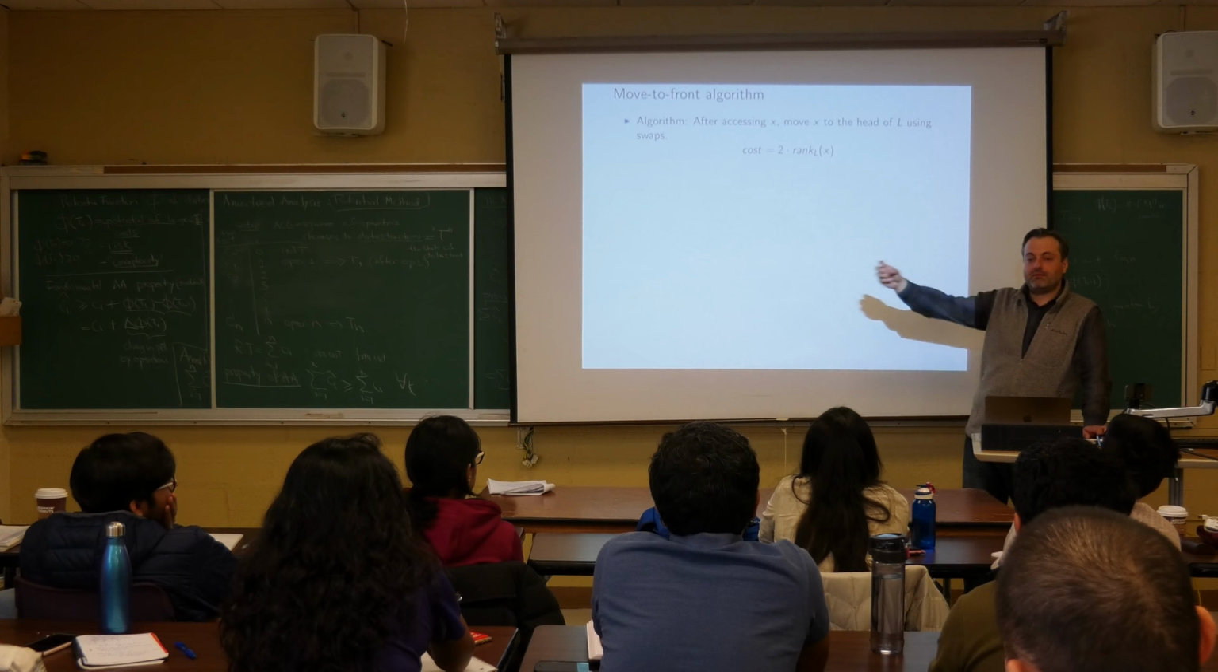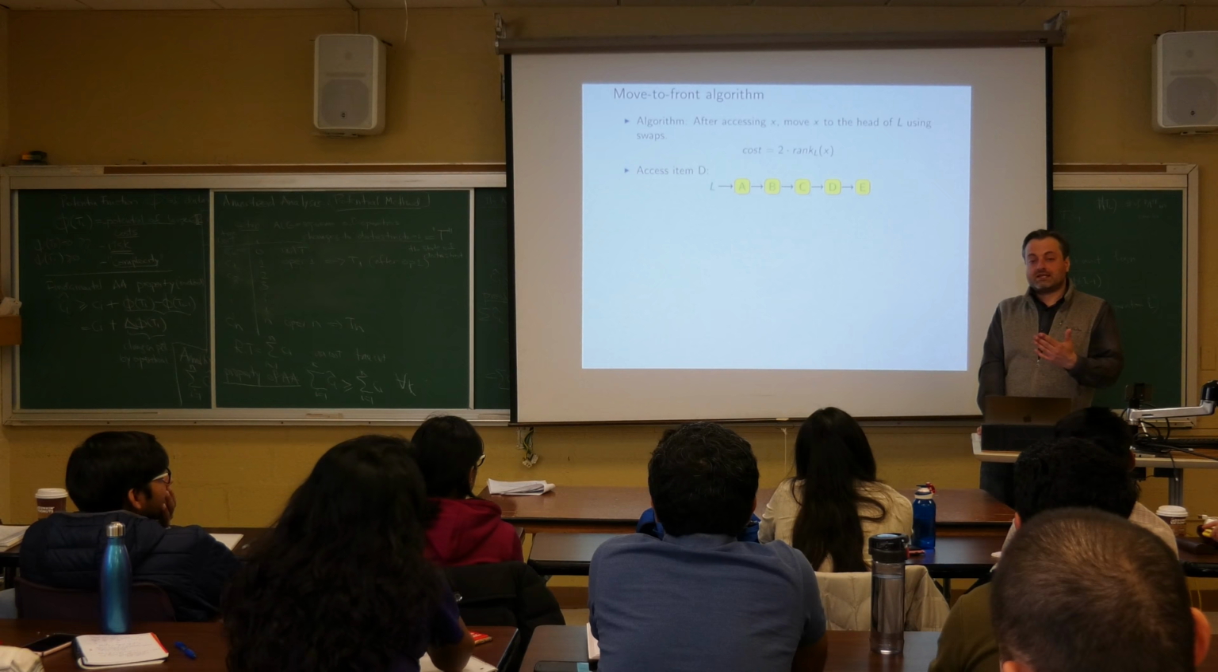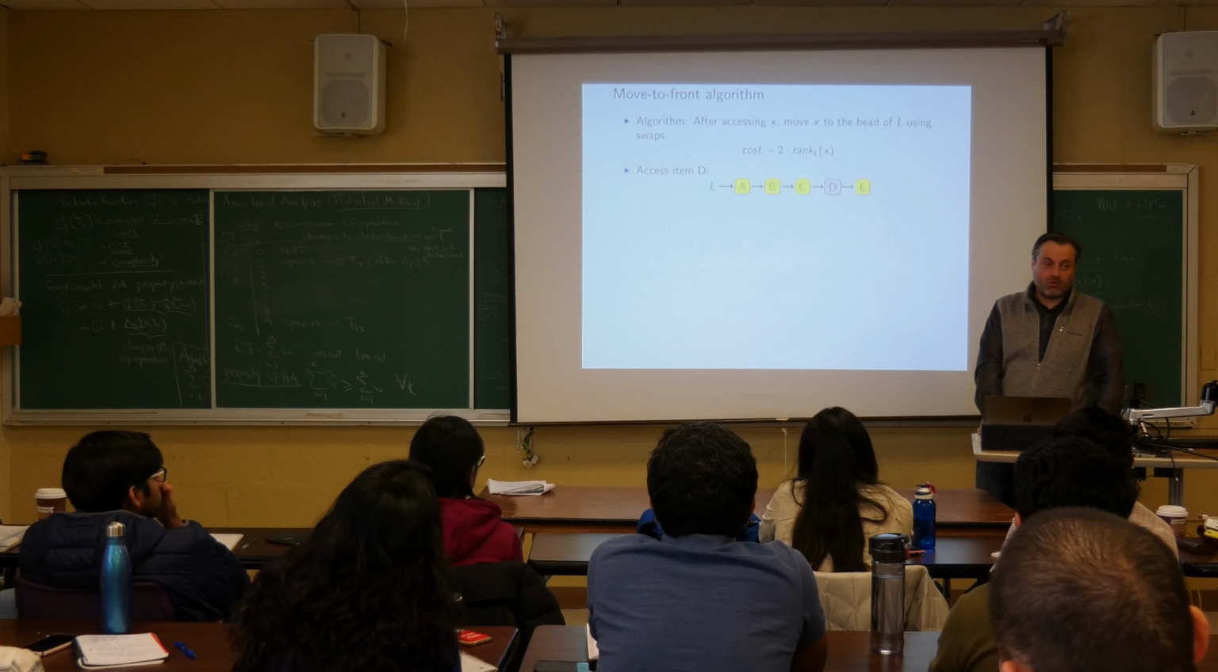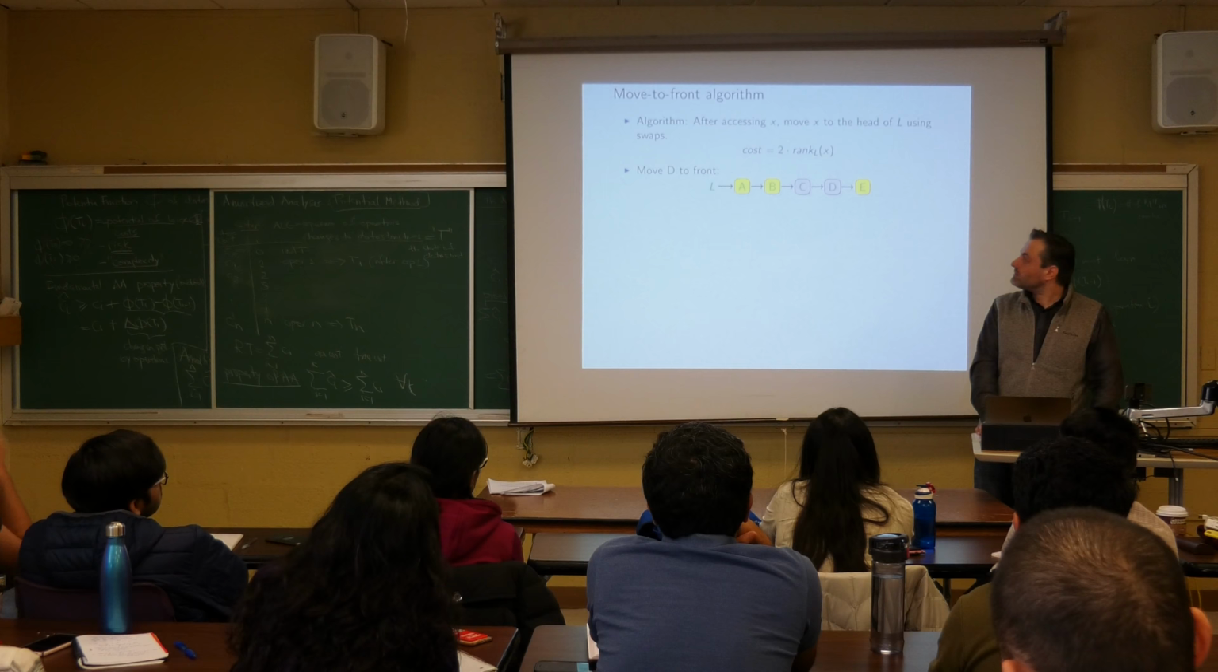I don't know if we have an example here. I think we do. So if I access D, first of all, how do I access it? I start at the head of the list, and I traverse until I find D. Or maybe I don't find it. If I don't find it, I'm done. I just traverse the list and done. And then I move D to the front of the list. So that means now I'm swapping it with C, then swap it with B, then swap it with A, and I'm done.